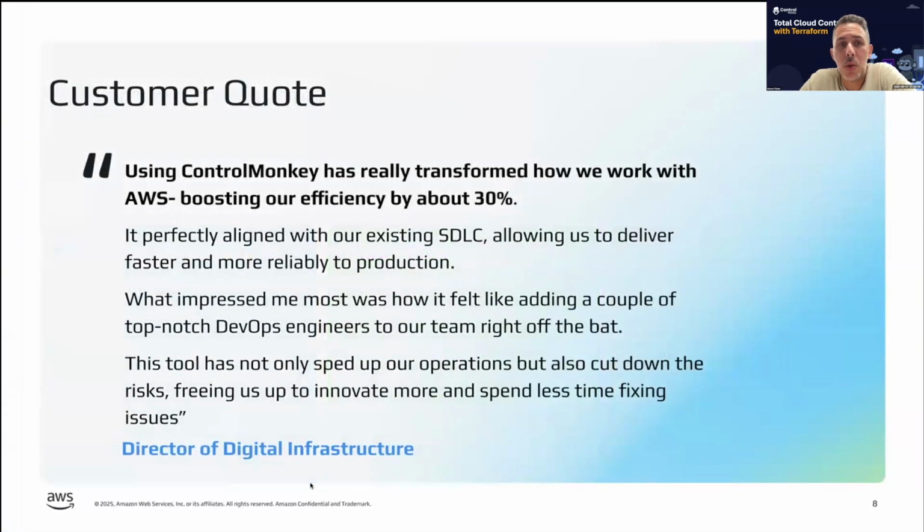And this is the quote from the customer. "Using ControlMonkey has really transformed how we work with AWS, boosting our efficiency by about 30%." I think what stood out here for me is, first of all, how it integrated with their existing SDLC, their software development lifecycle. So they basically were able to have the same confidence that they have for their SDLC in their, I call this IDLC, infrastructure development lifecycle, allowing them to deliver faster, to innovate faster, and spend less time fixing issues. So that's the director of digital infrastructure. This is what he had to say about ControlMonkey.